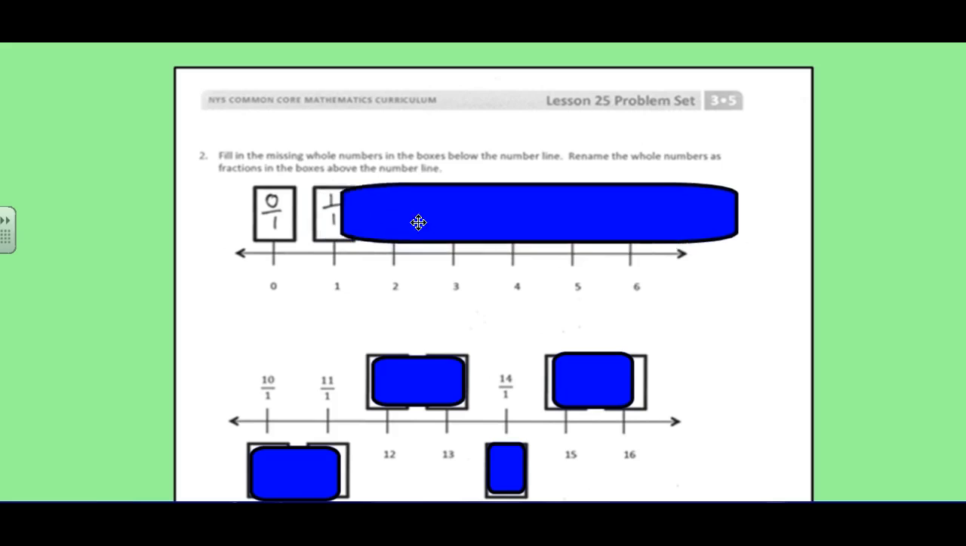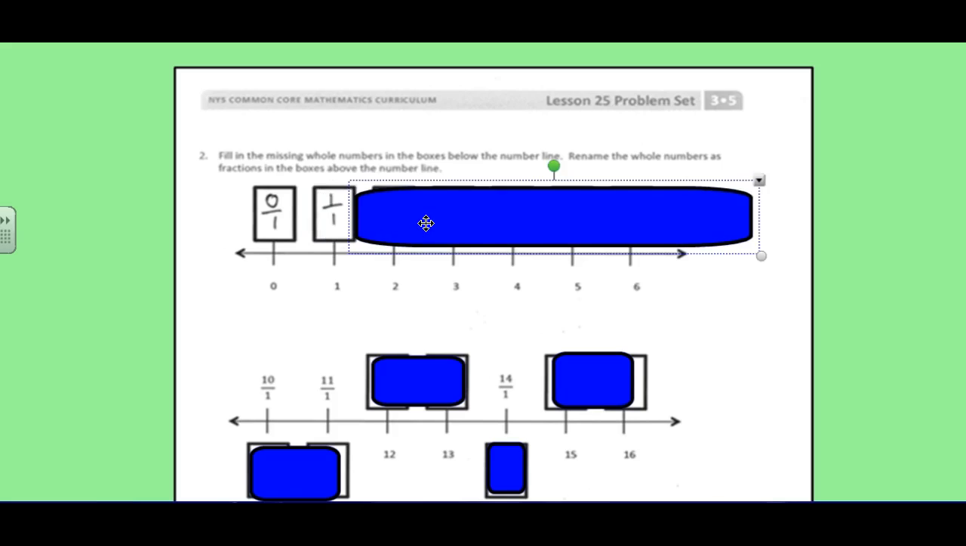The next one would be 1 over 1. And then I want you to go ahead and fill in the rest of these fractions that would name these whole numbers on your paper. And you can push play whenever you're ready to check that.